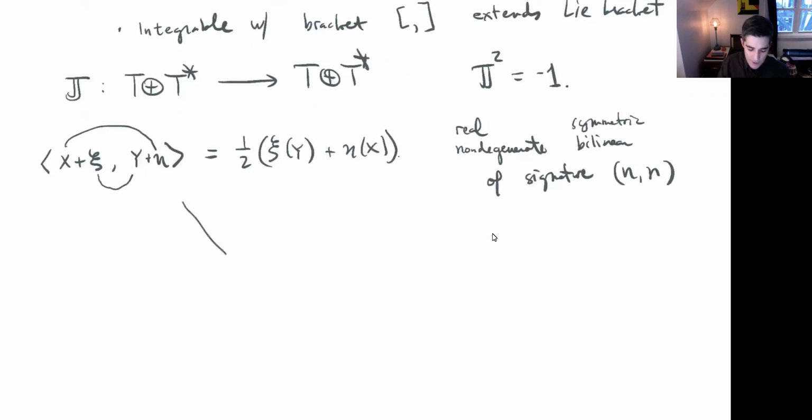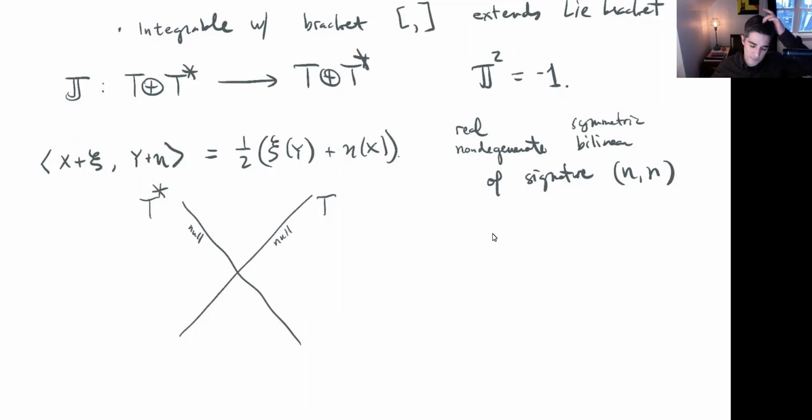The way you should think of it is that you have the tangent bundle sitting in here, the cotangent bundle sitting inside, and those are both null spaces. The norm squared of any tangent vector is 0. So these are null, meaning that the norm squared of any vector in T or T star is 0, because there's basically nothing for it to pair with. You need a one form to be able to pair a vector with.